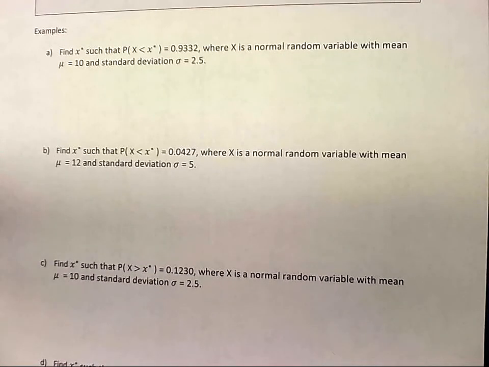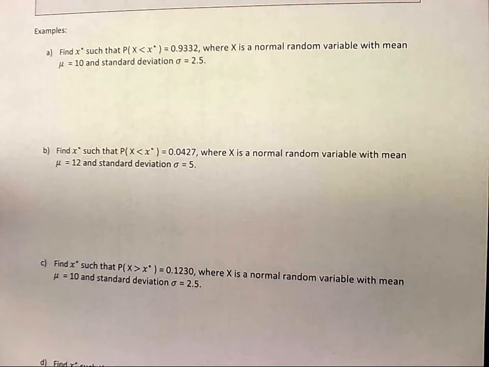Now, these are a little bit closer to what you're going to start seeing in your homework and on the exam. I left away a lot of the flowery wording again. But essentially you're going to say, hey, find an x star. This x star is the x that you don't know, such that the probability that x is less than x star is equal to this, so they're giving us the percentage. And x is a normal random variable with a mean and a standard deviation.